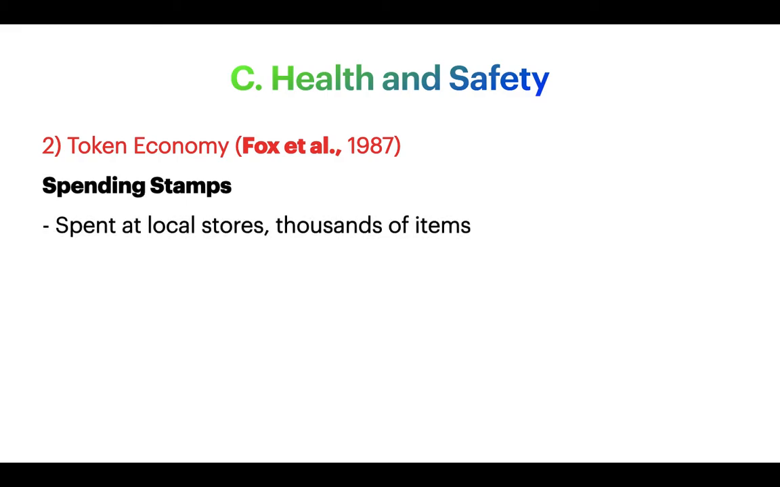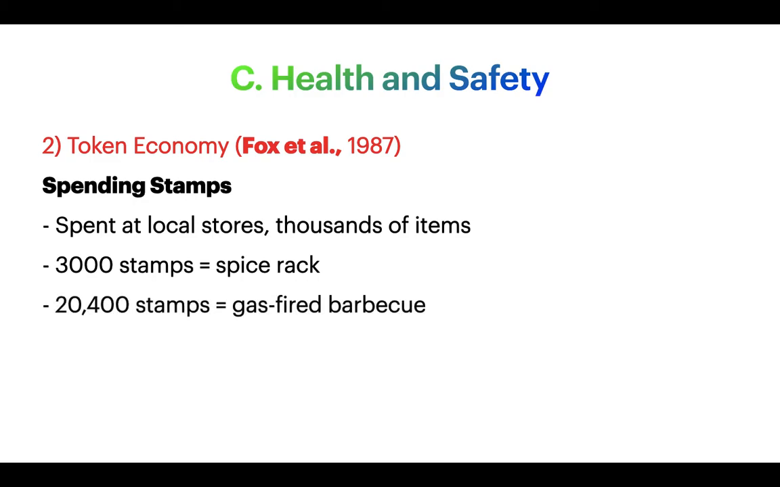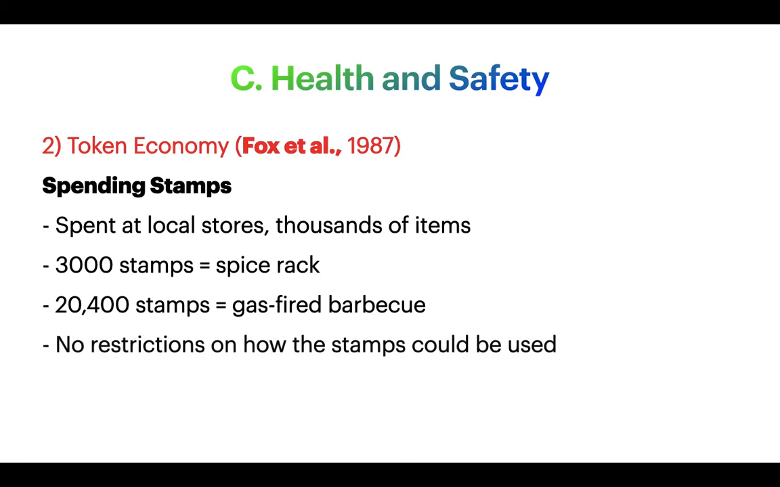So what could they do with the stamps? They could spend them at local stores on thousands of items, right? Rather than spending money, they would spend stamps, right? 3,000 stamps, for example, could buy something like a spice rack. 20,400 stamps could buy a gas-fired barbecue. So if you could buy a gas-fired barbecue practically for free, all you have to do is for the next 12 months, not have any accidents at work, and you could buy a gas-fired barbecue.